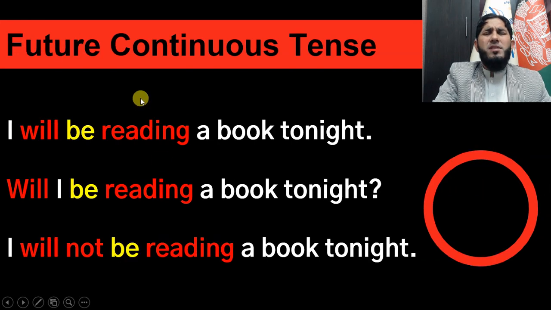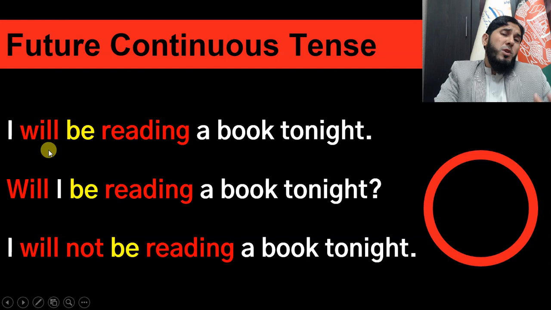Future continuous tense is mainly used to talk about a continuous or ongoing action before something else, or at a specific time in the future. So this is the structure with will. The auxiliary will. After will, you bring be. You need two auxiliaries, will and be, and then the main verb takes ing. I'll be reading a book tonight.